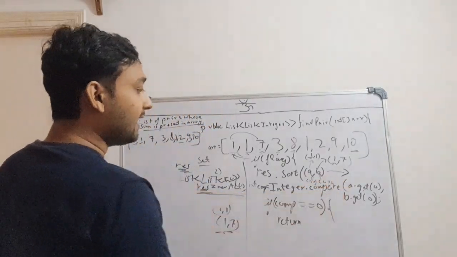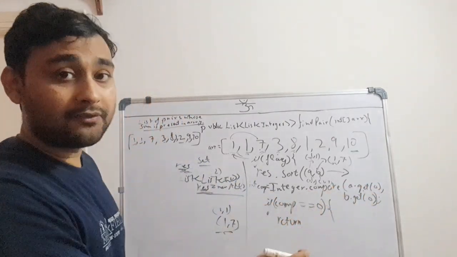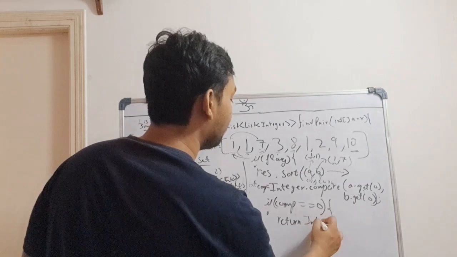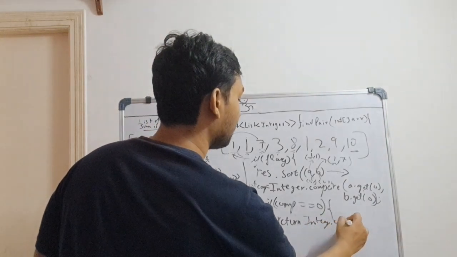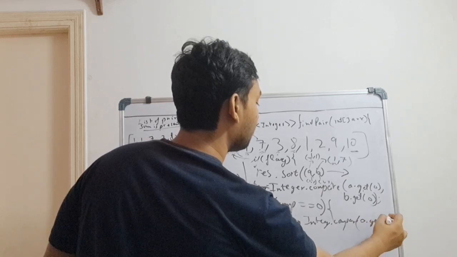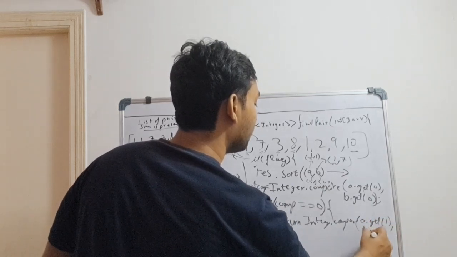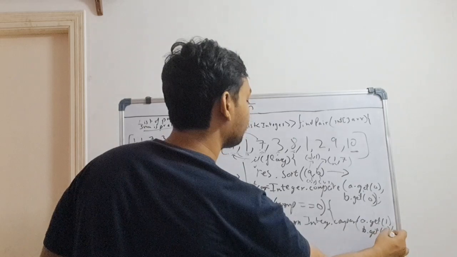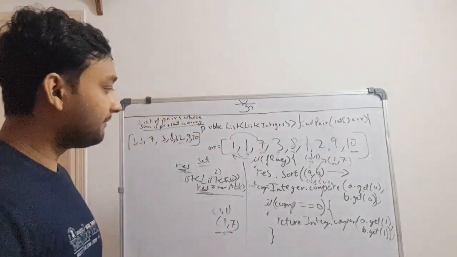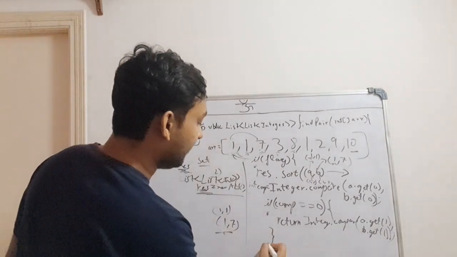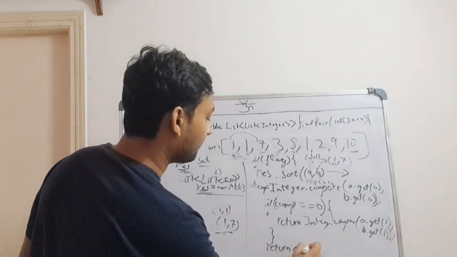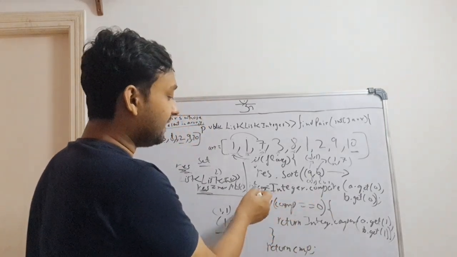Same thing we will be writing, but we will be doing a dot get 1 and b dot get 1. Same thing, integer dot compare, but a dot get 1 comma b dot get 1. Okay, so till now any doubt? And then finally from here we will be returning compare, this compare which is being calculated over here.